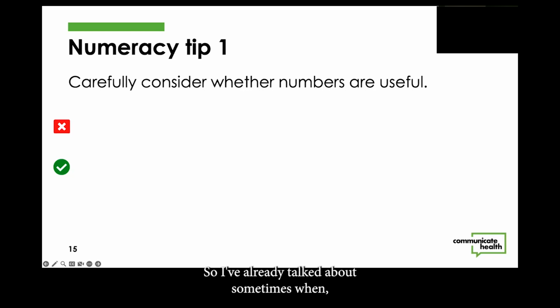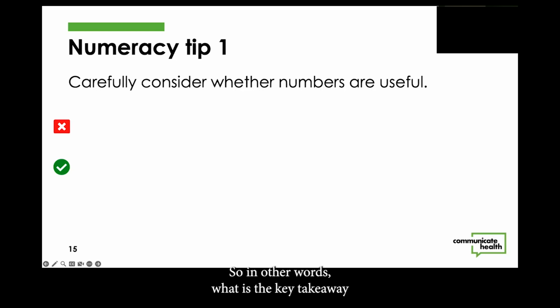So I've already talked about some times when you know you need to include numbers, but there are also times when you don't have to include numbers, but doing so can actually be very useful. And so in those situations, when you are trying to decide whether a number would be useful, the way to do that is to consider your communication goal. And when I say communication goal, what I really mean is the purpose of your health material or your health content.